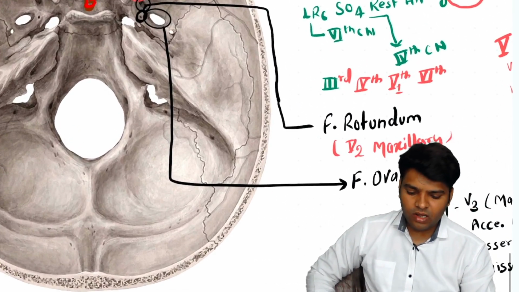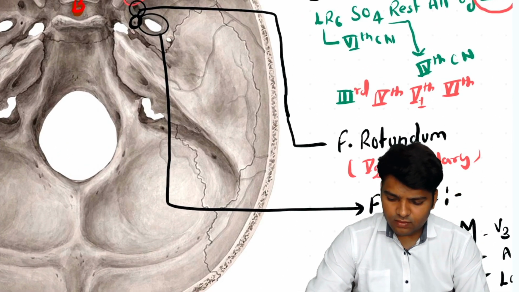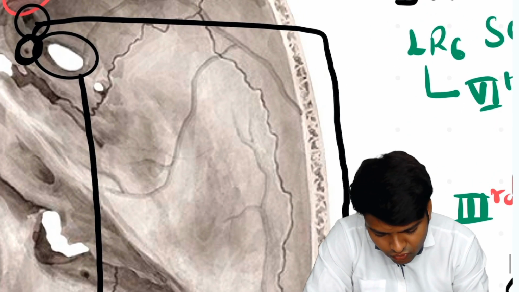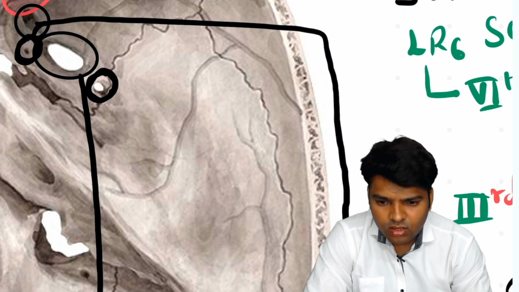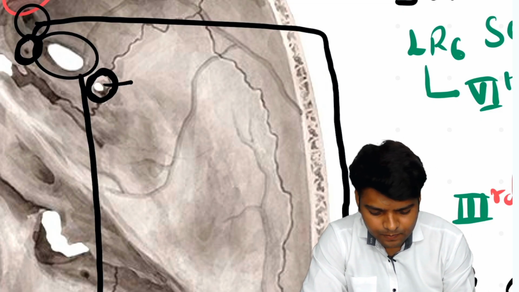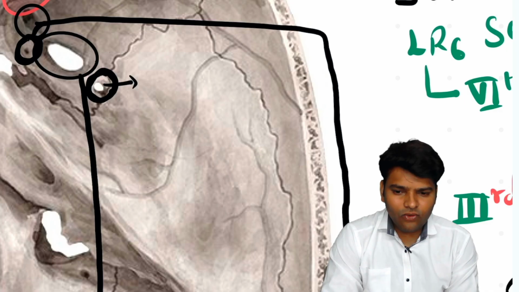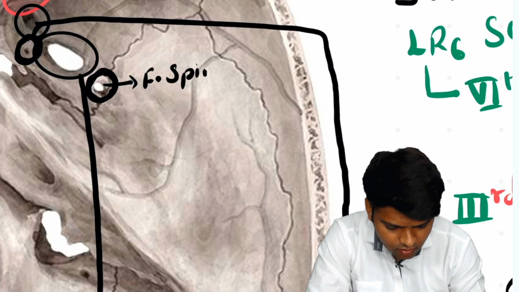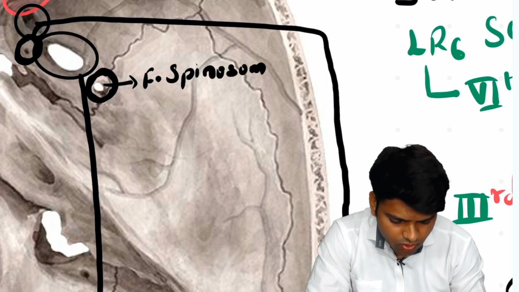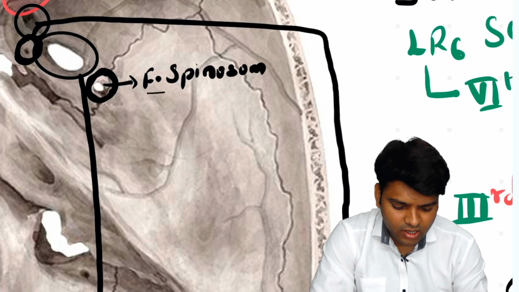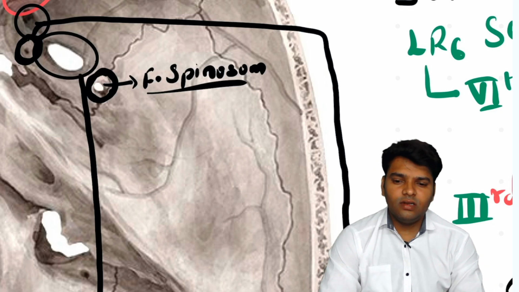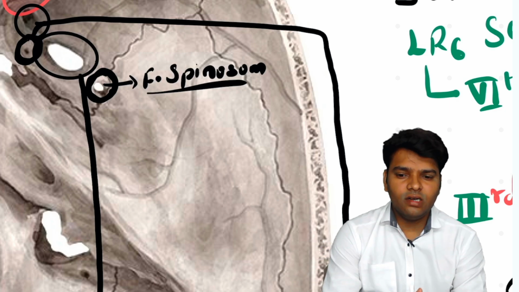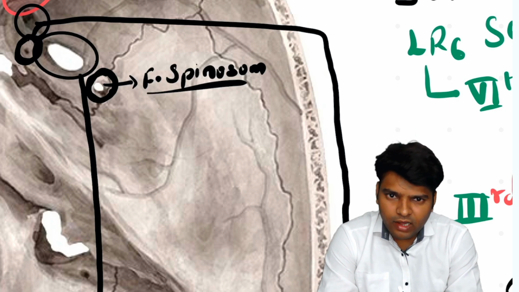And after the foramen ovale we have a new opening, which I think you all are able to see. This is the new opening, which is called the foramen spinosum. I want to tell you something about the foramen spinosum. What are the structures passing through the foramen spinosum? So just try to understand this.